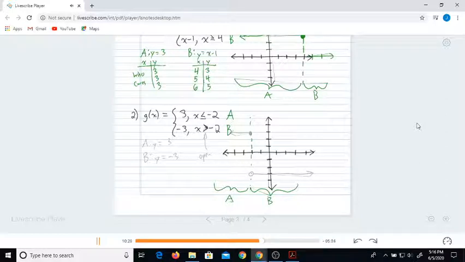And we don't really need a t-chart here, because if you don't see an x, alpha is essentially y equals 3, Bravo is y equals -3. Those are just horizontal line segments. If there's no x in there, it's just going to be horizontal.